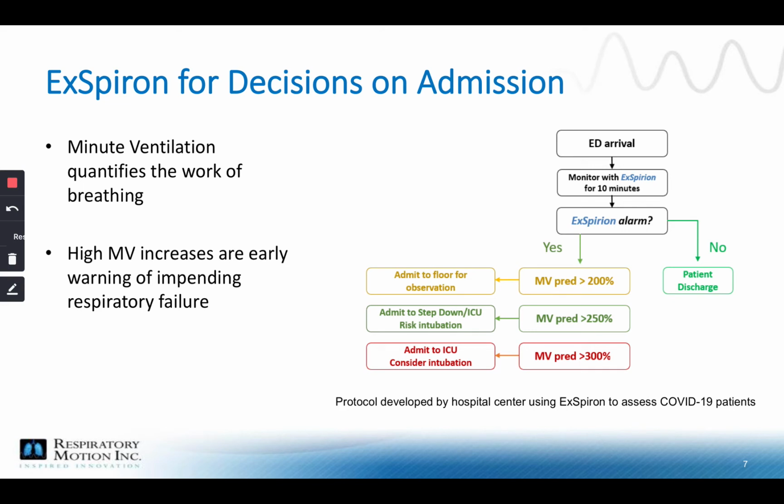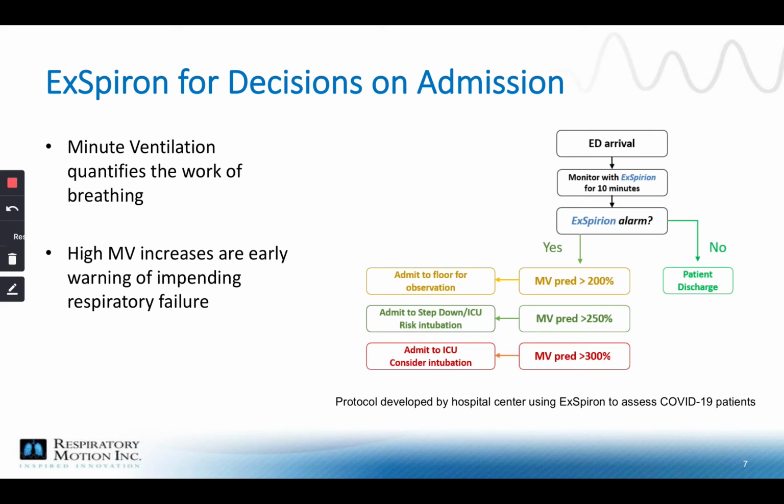One of the benefits of ExSpiron's ability to quantify work of breathing is it allows you to protocolize decisions that today are made subjectively. This is a protocol developed by a center that is currently using ExSpiron to triage COVID patients and guide clinical pathways. They quantify work of breathing by evaluating the patient's degree of hyperventilation above the predicted minute ventilation. An atypical case may present without traditional signs of shortness of breath, but with quantified work of breathing, their actual respiratory workload can be evaluated and the patient triaged appropriately.